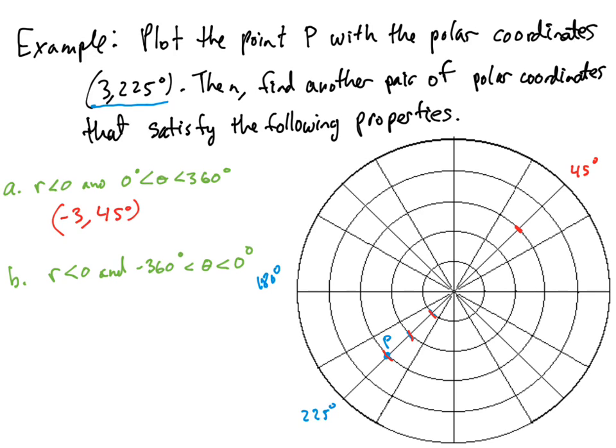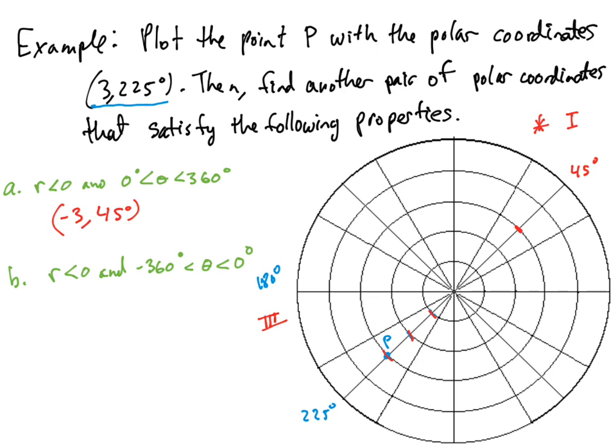Alright, in part B it says we want an R value that is negative and also an angle theta that is negative. So we want the R value to be negative, so our angle must begin in quadrant 2, and then with a negative R value that's going to push us over to quadrant 3. I think I said quadrant 2, but we want an angle that starts in quadrant 1 so that when we get a negative R value we end up in quadrant 3.